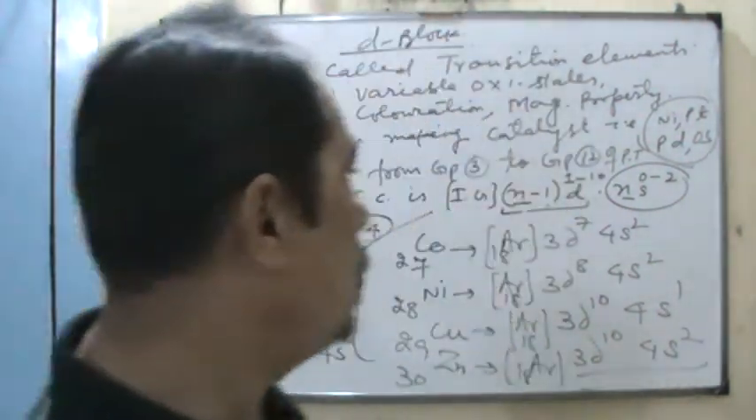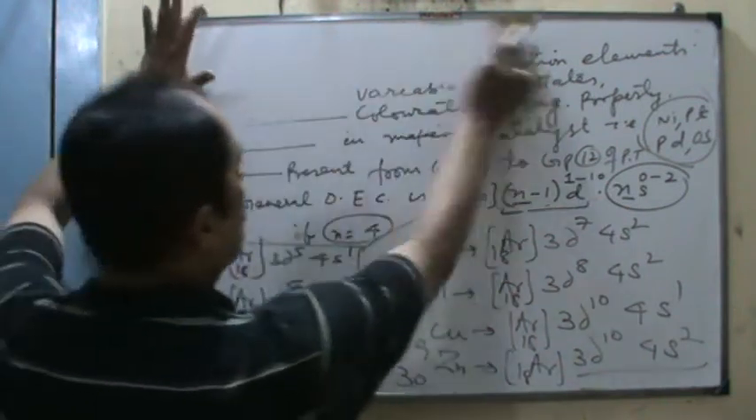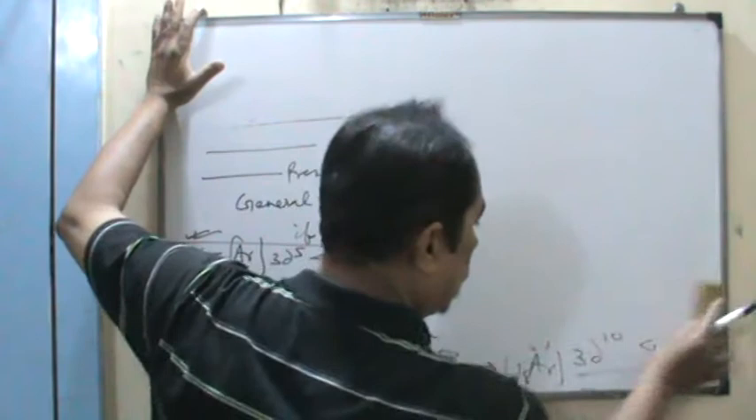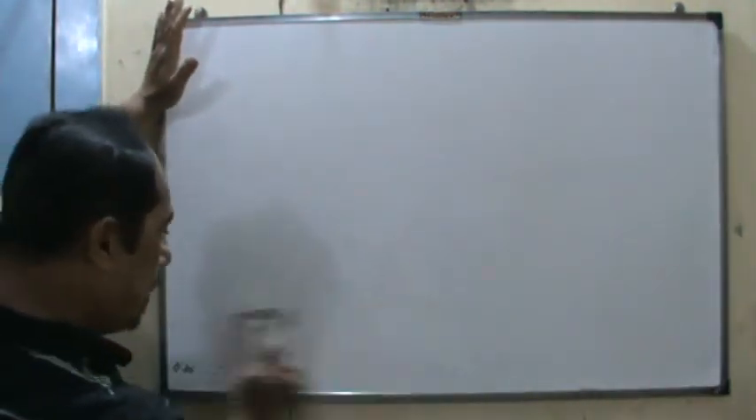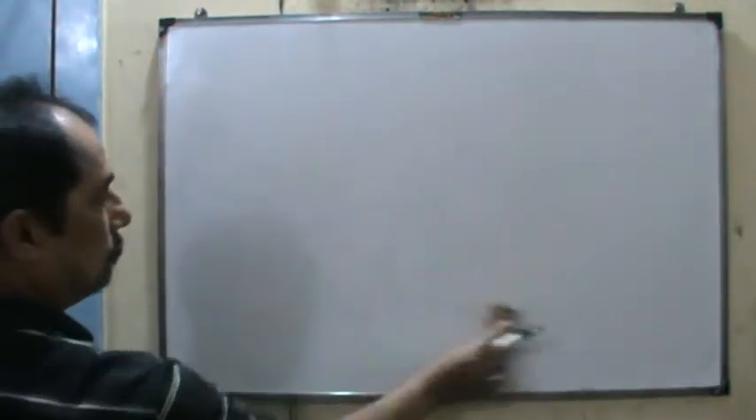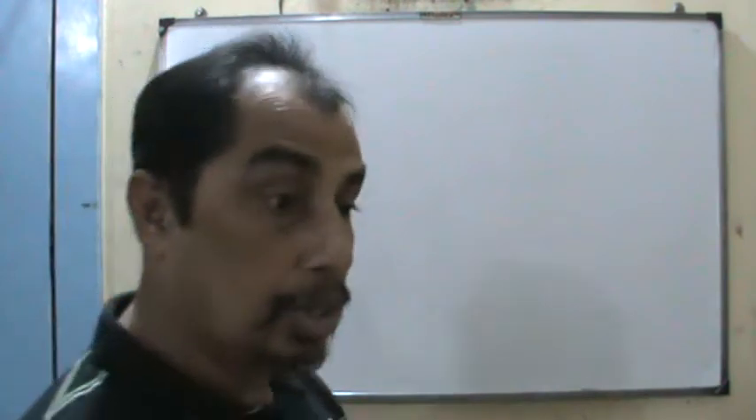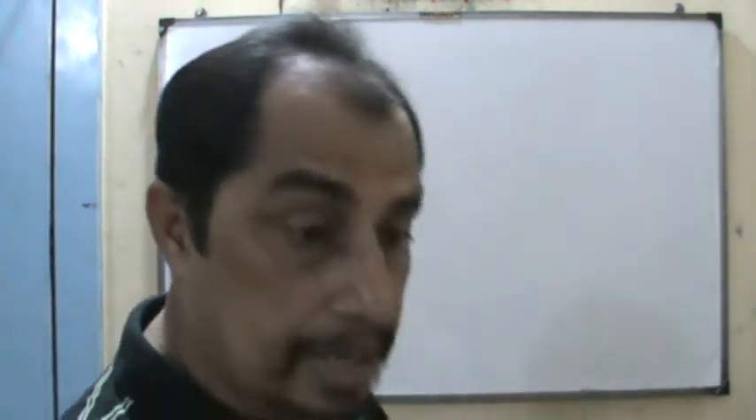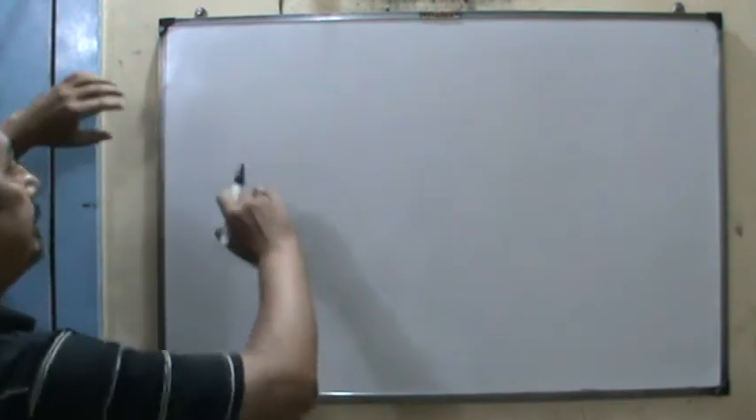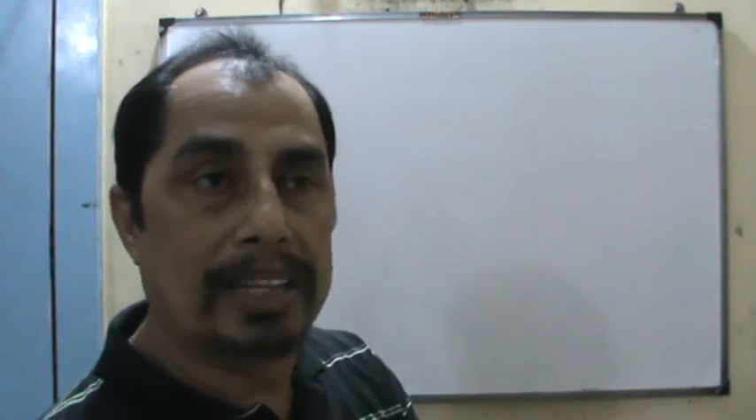So I would like to show the position of d block elements in the periodic table. D block elements are called transition elements because they have incompletely filled d orbitals and they show variable oxidation states, for example iron shows ferrous and ferric, copper shows cuprous and cupric. Position.